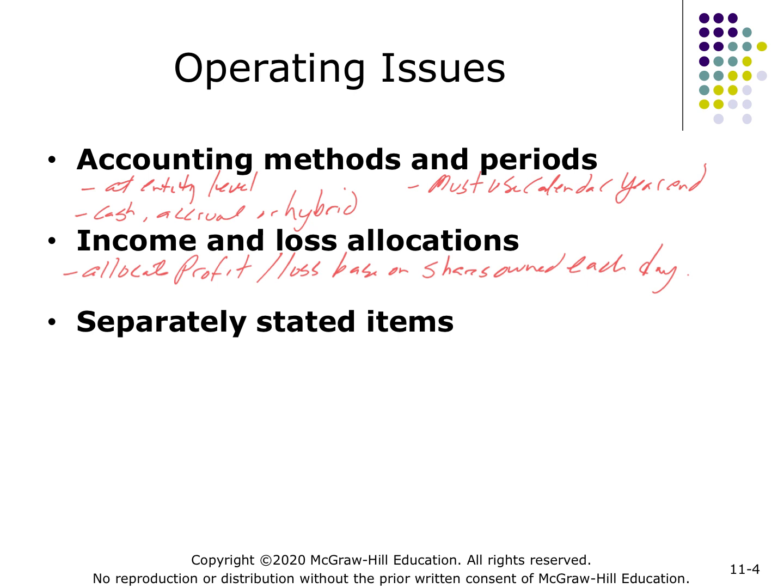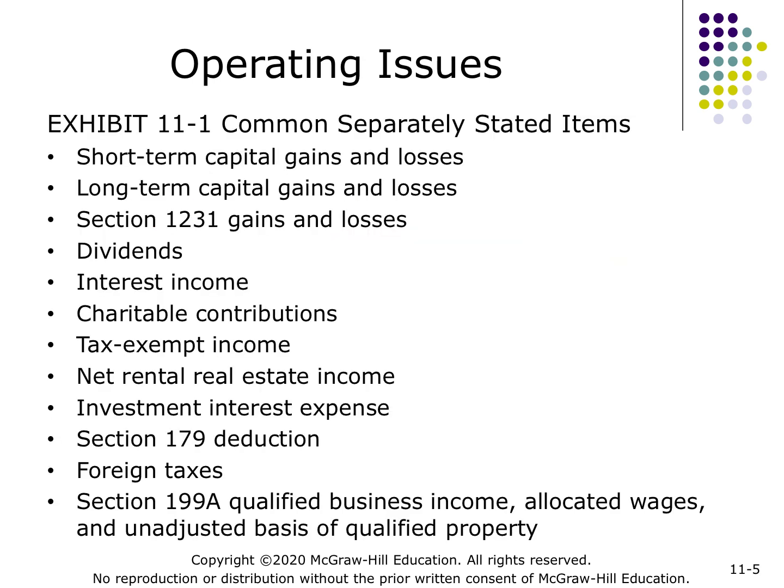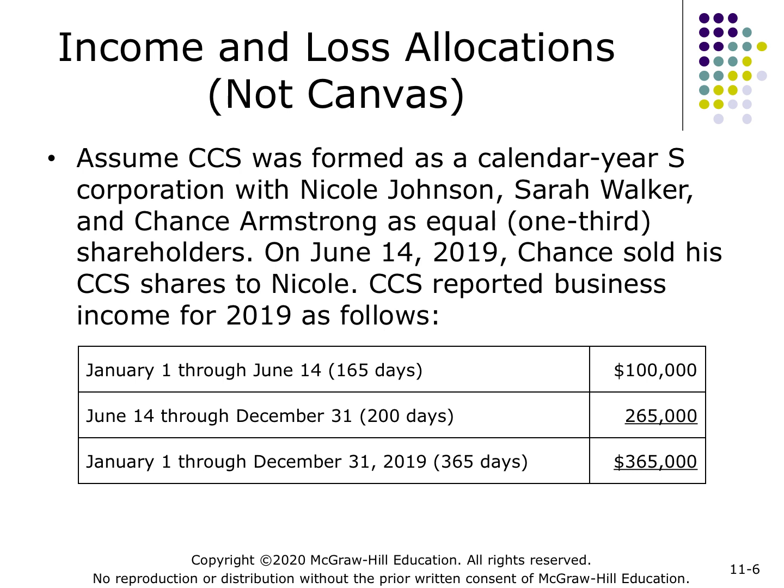You have separately stated items like you had in partnerships, okay? And so what do we do? So when we have an S corporation, we file Form 1120S, but then you're also going to have K1s, okay? And again, you have ordinary business income, and then you have separately stated items. Okay, so here's a list of common separately stated items. The great news is these are similar to the partnership separately stated items. Okay.